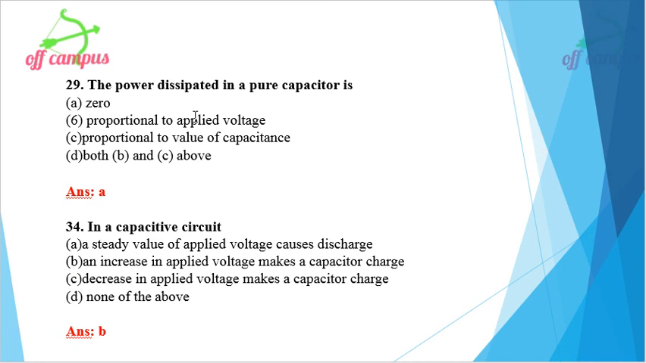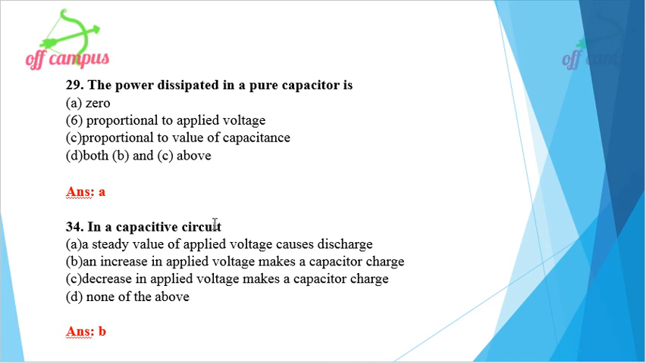Then the power dissipated in a pure capacitor is, four options are given. The answer is that the power dissipated in a pure capacitor is 0. Option A, 0, is the right option for this problem.